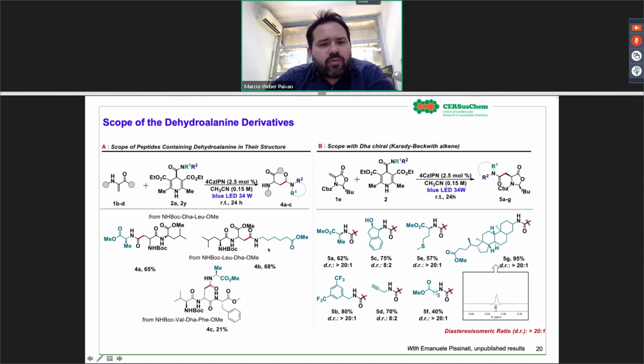We can also produce these non-natural amino acids in a diastereoselective way. By using this chiral Bernardi alkene, we are able to produce the amino acid with good diastereoselectivity, ranging from 2 to 1 up to 20 to 1, as you can see on this slide.